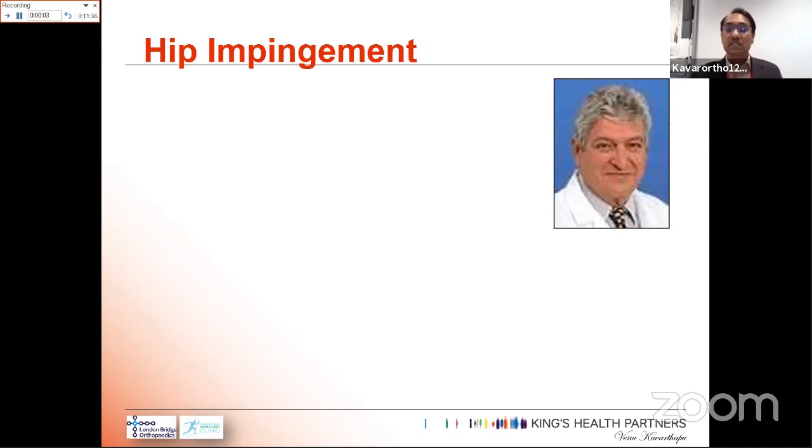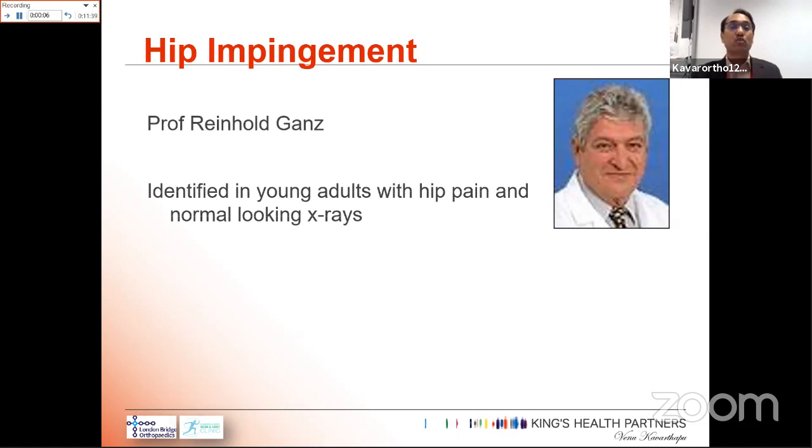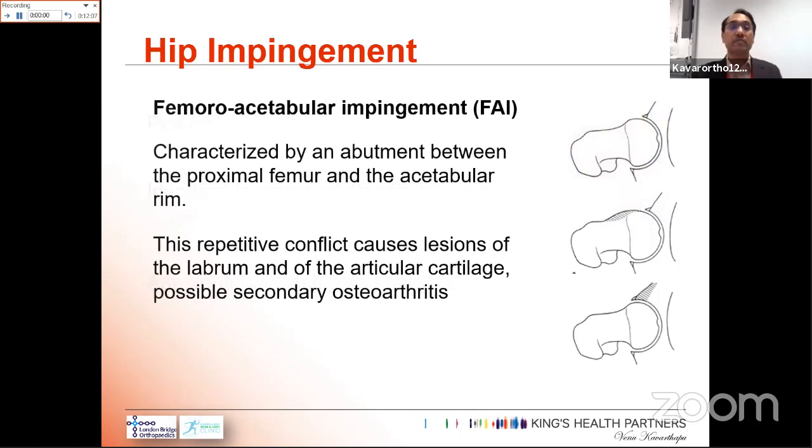It was not until Professor Ganz described, when he identified this phenomenon in young adults presenting with hip pain, and the x-rays were more or less normal at that time. There was also an apparent relationship with early osteoarthritis, which was identified later, and this was found among young adult patients who had undergone periacetabular osteotomy for hip dysplasia.